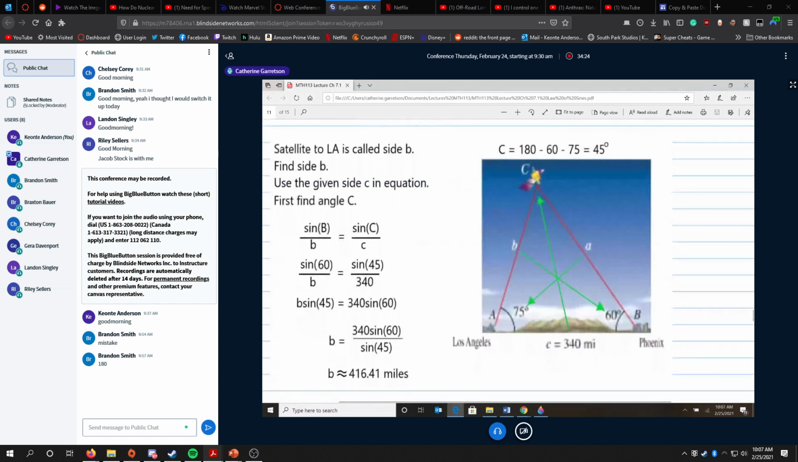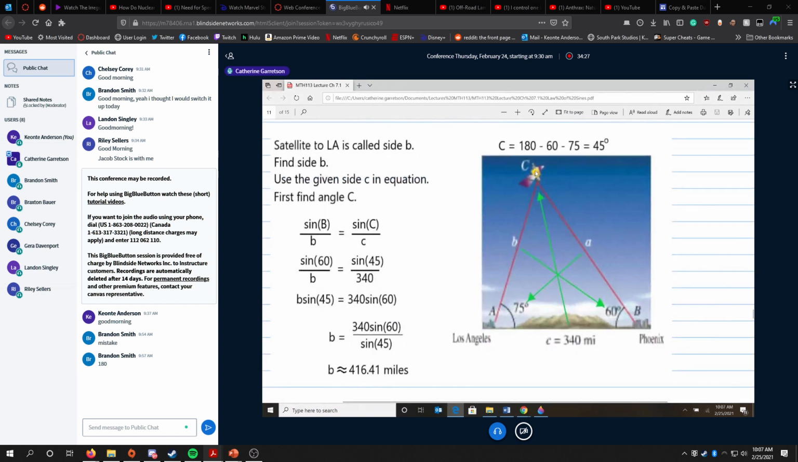So we know that we have to find the measure of angle C, because it's opposite the only side we know. So it is 45 degrees. So we're going to say, and I called this C, it's already labeled A, C, and B. So this is B, and this is A, and this is C. So we're going to use this pair of opposites, angle 45 and 340. Now we're going to use the pair of the side they want me to find. So that would be 60 to B.